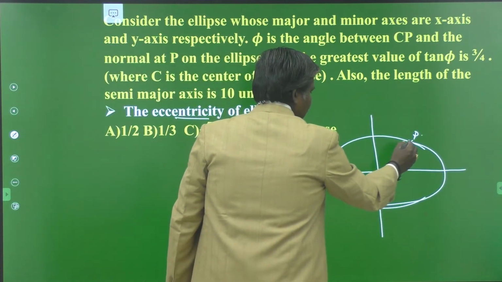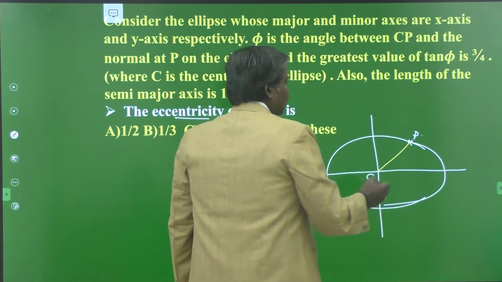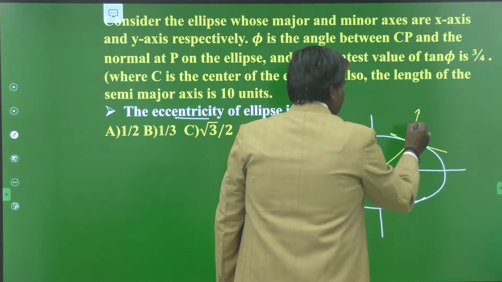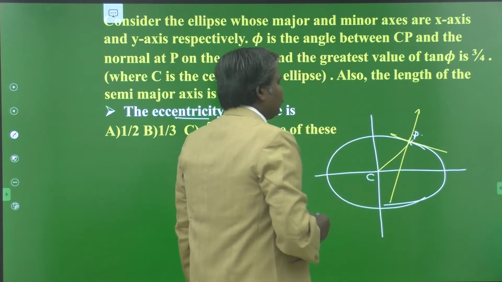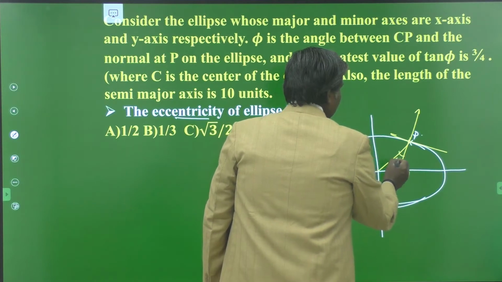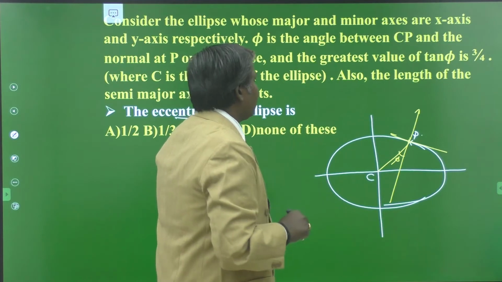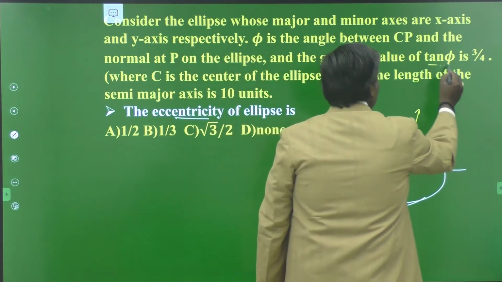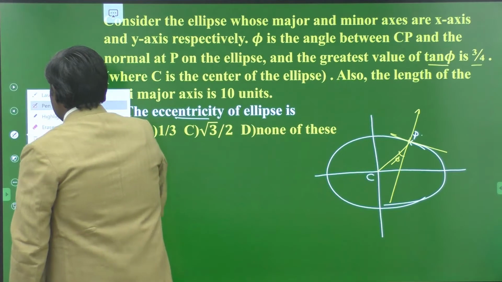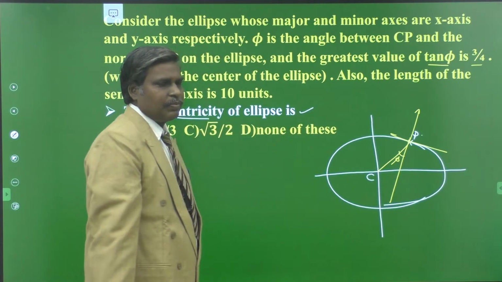This is your CP. And you have to draw the normal at P to the ellipse. So this is the tangent at that point. This is the corresponding normal at P to the ellipse. What is that angle? This is phi, the angle between the line joining CP and the normal at P. Moreover, given that the maximum value of tan phi is 3/4. Then for the first question, you have to find out the eccentricity of the ellipse.